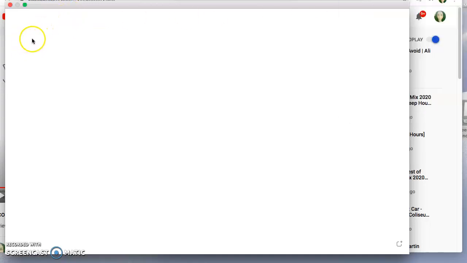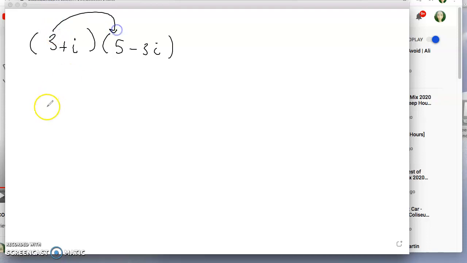So now let's go ahead and multiply some complex numbers. Okay, so we're going to simplify. In order to simplify, I have to remove the parentheses by doing the indicated operation, which is multiplication. So I'm going to go ahead and distribute. So 3 times 5 is 15. 3 times negative 3i is negative 9i. Now remember that i squared equals negative 1.